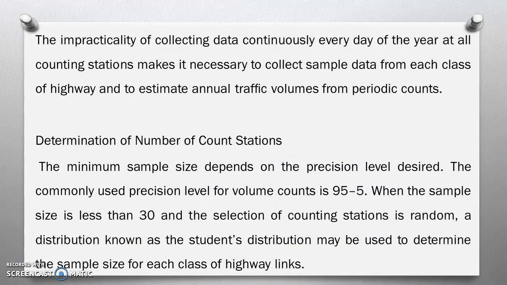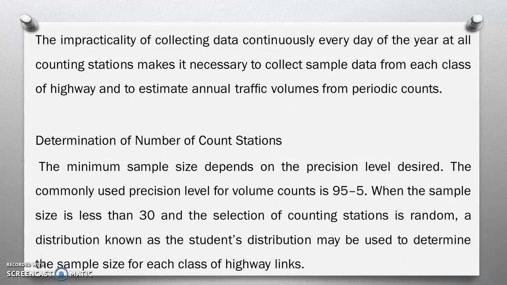The impracticality of collecting data continuously every day of the year at all counting stations makes it necessary to collect sample data from each class of highway and to estimate annual traffic volumes from periodic counts. Determination of number of count stations. The minimum sample size depends on the precision level desired.